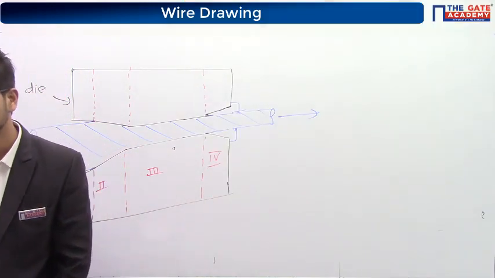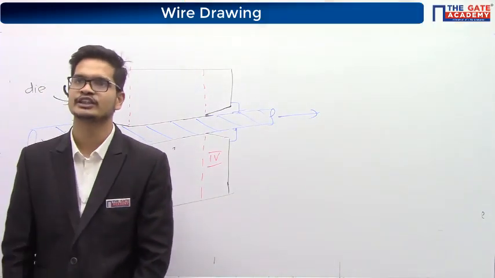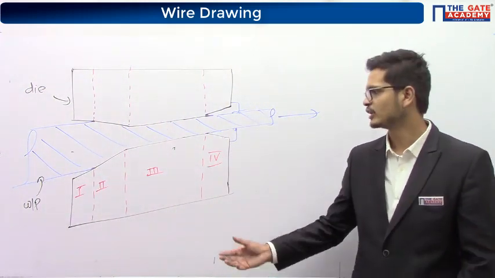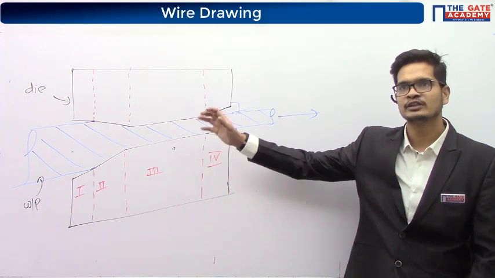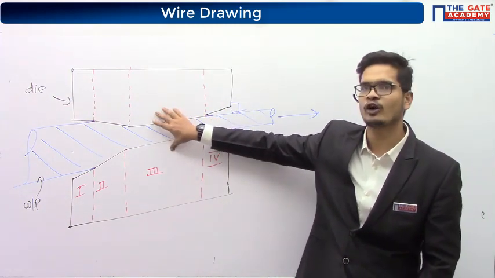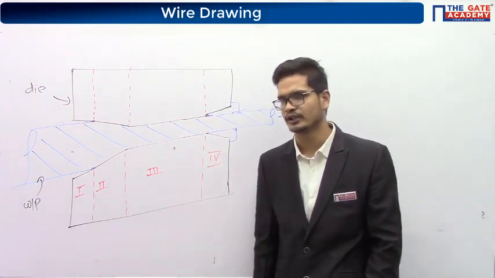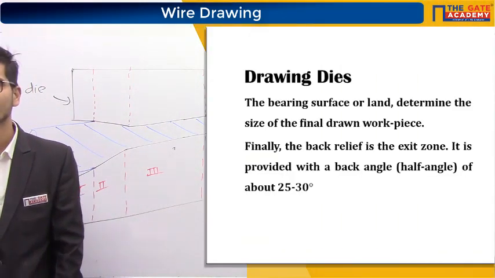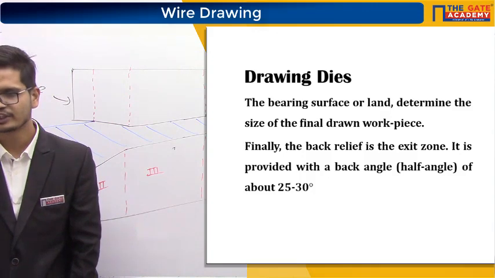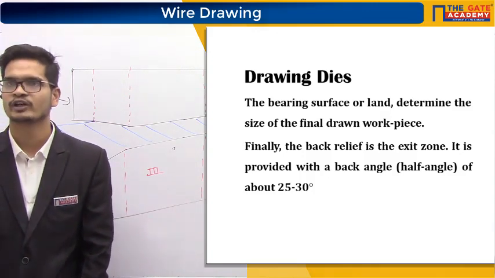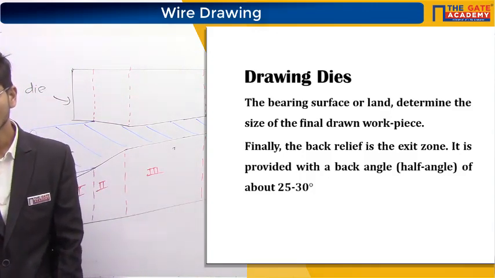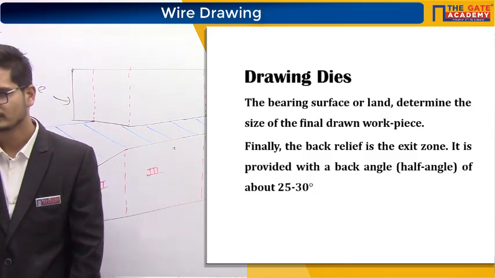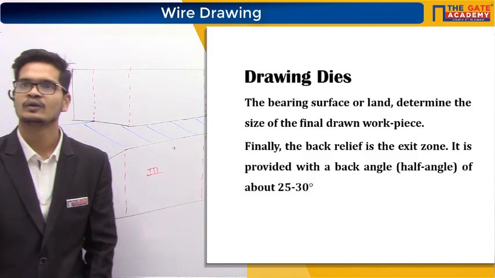Zone 3 is generally small. It will depend from material to material, like for whichever material you want to retain the load for how much time. Okay. Then zone 3 is called as the bearing surface or land, determines the size of the final drawn workpiece. And zone 4 is the back relief. It is the exit zone. Then they have mentioned the angles. Okay.